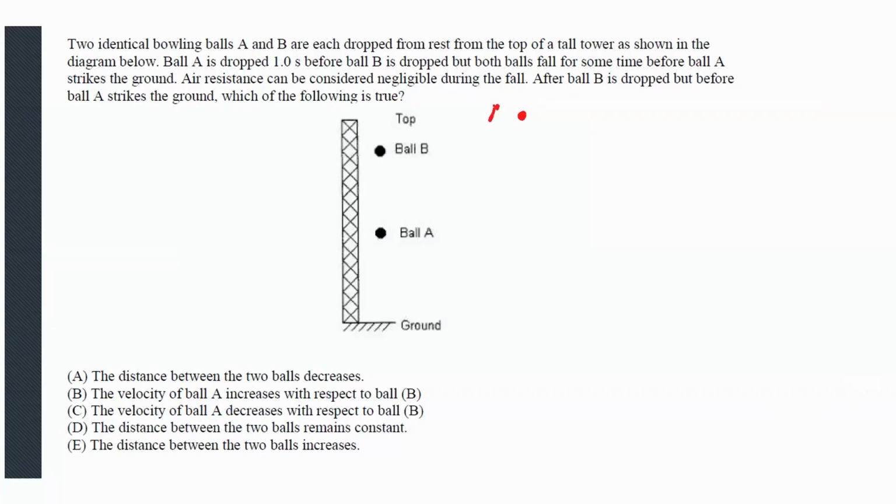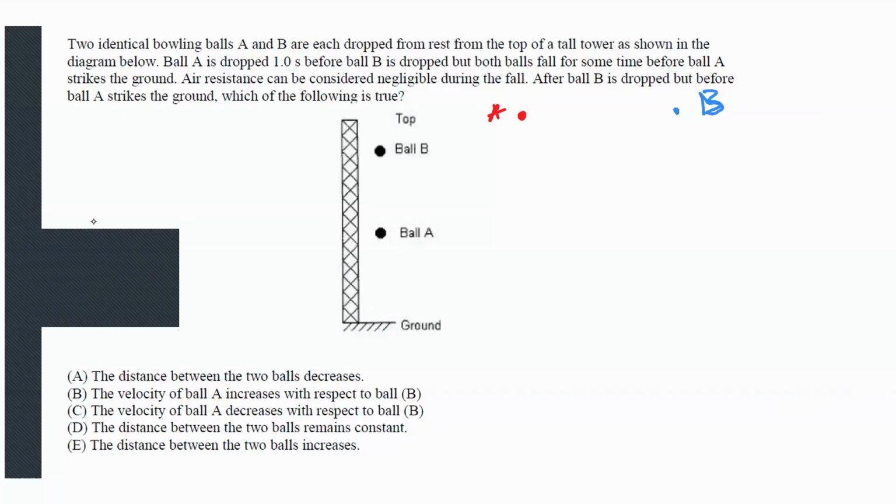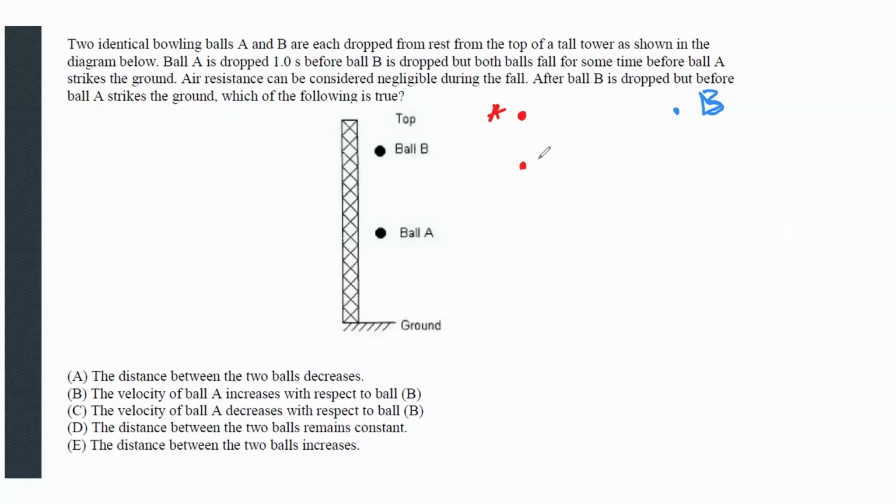Ball A is dropped before ball B. This is ball B, right? So what's the difference between A and B? Only that A drops first, B drops second. At 1 second, A is here. At 2 seconds, A is here. At 3 seconds, A is here. Now how about B? At 1 second, B is here. A is dropped 1 second before B, right? At 2 seconds, B is there, and then at 3 seconds, where is it? And then 4 seconds.